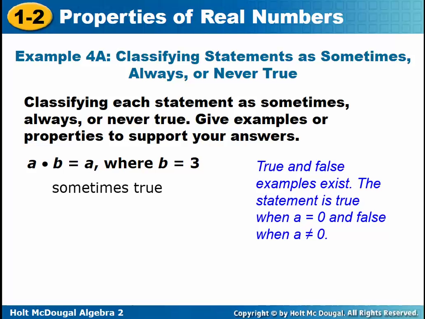You think about it? I can think of one. I would say this is sometimes true. Only when A equals 0 does this work, because 0 times 3 is 0. 0 times any number is 0. So this is sometimes true, only when A is 0.